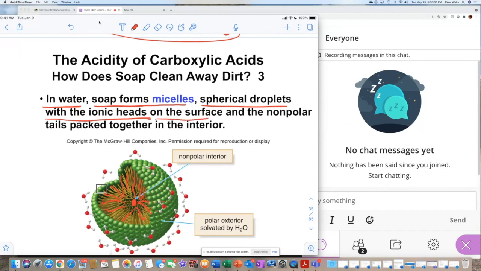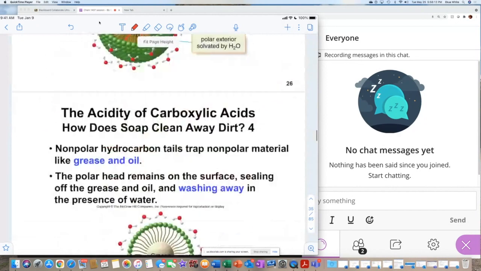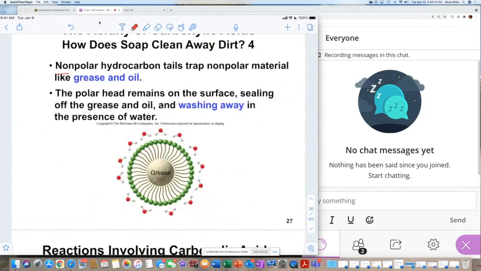Because all these tails have trapped the nonpolar dirt in the interior, and then water interacts with them and then washes out. Okay, so nonpolar hydrocarbon tails trap nonpolar materials such as grease and oil, and then of course this washes away in the presence of water.